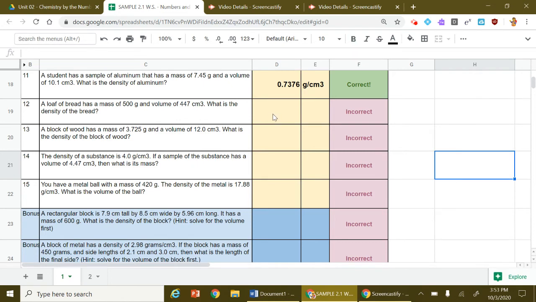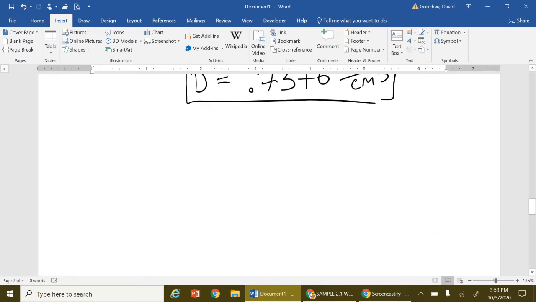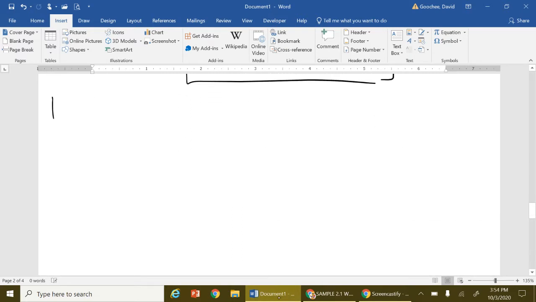Number 12. A loaf of bread has a mass of 500 grams and a volume of 447 cubic centimeters. What is the density of the bread? Once again, going to go back to my worksheet. And this is probably easier for you. Maybe you're working just on a separate sheet of paper in front of you. Remember, take a picture of that paper, send it in to me.